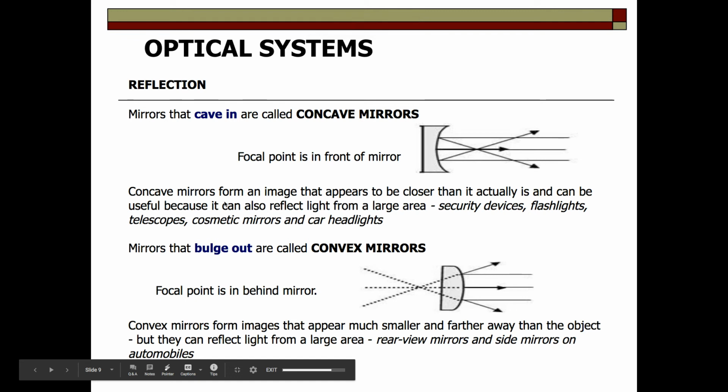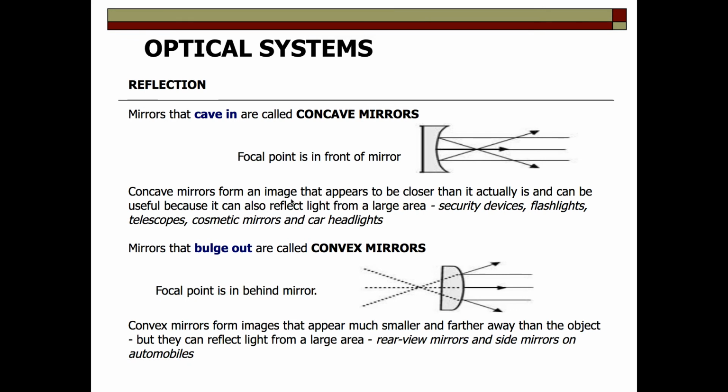So concave mirrors will basically form an image that is closer than it actually is. And this can be useful because you can reflect light from a large area. So like security devices, flashlights. So if you want to cast a lot of light, you're basically pushing this light outwards. So flashlights, car headlights, cosmetic mirrors, and so on.